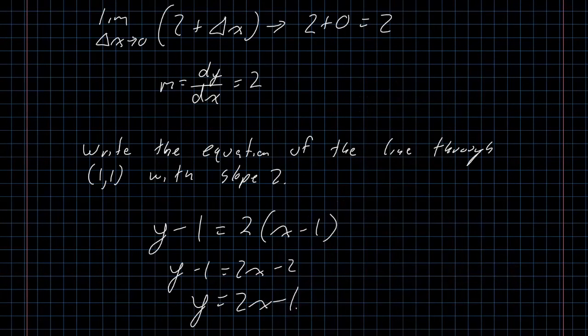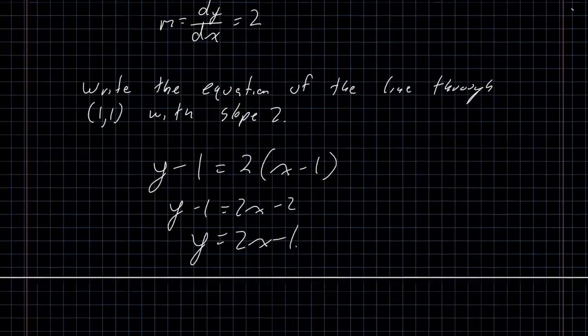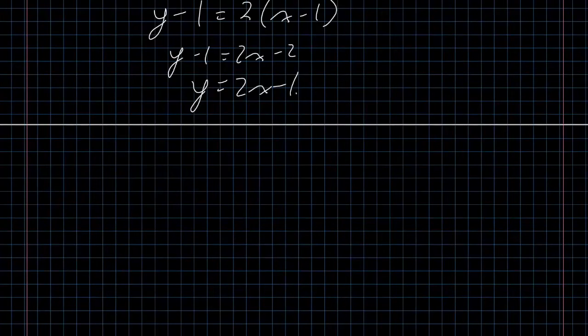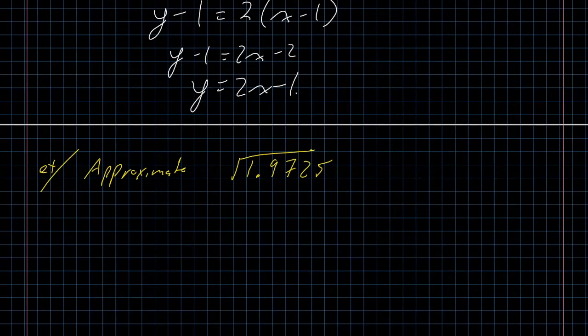And so with just this result, if I wanted to approximate the square root of, I'm sorry, not 1.9, 0.9725 by hand, I would hate my life.